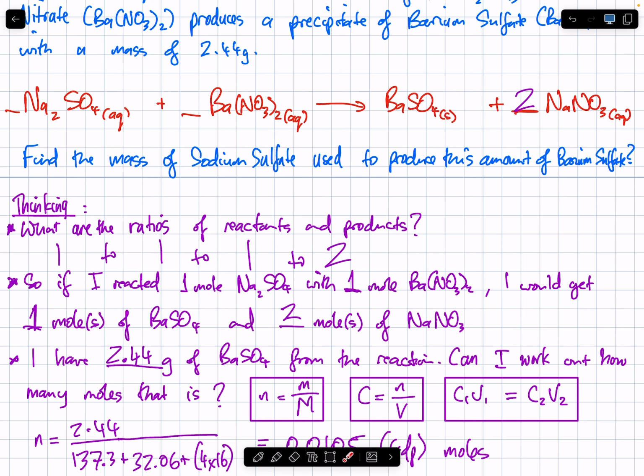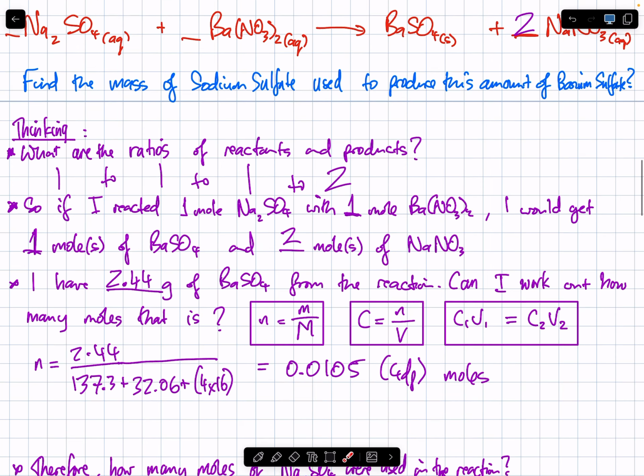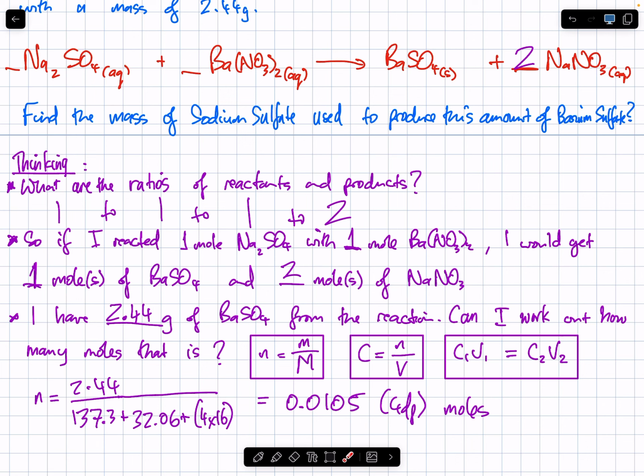The same? What's the ratio? You told me. The ratio is 1 to 1 to 1 to 2. So I have an equivalent number of moles here to this. And you just told me that you had 0.0105 moles of this. So how many moles of Na2SO4 would be involved? The same thing.